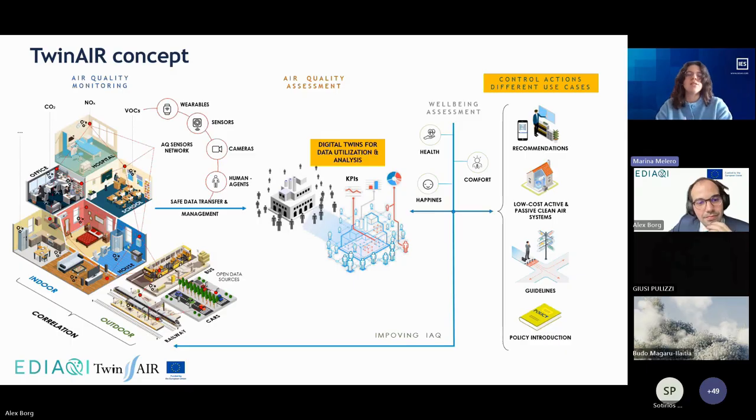So here you can see a big image, a lot of information, but I assure you it's very easy to follow. This diagram is a summary of the Twin Air concept. Here you can see that we integrate information from different types of sensors, wearables, regarding buildings, people, and also vehicles and other types of context. Then we are able to process this information with our analysis tools and digital twins. And then we translate this into indoor quality assessment with recommendations and control actions to improve indoor air quality.